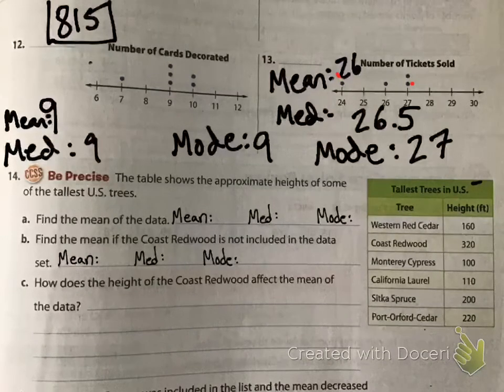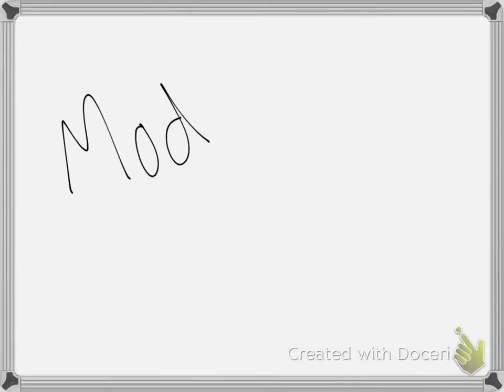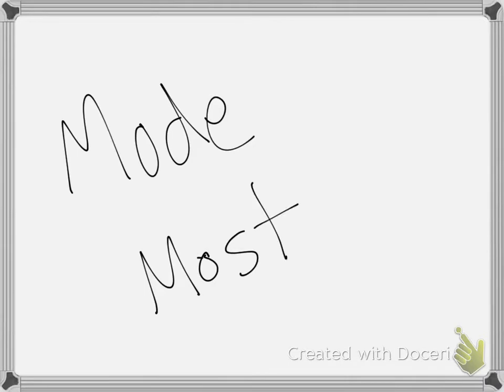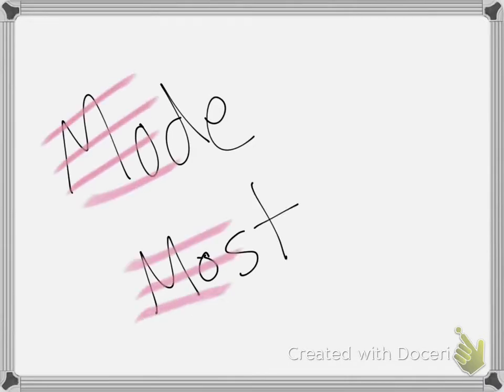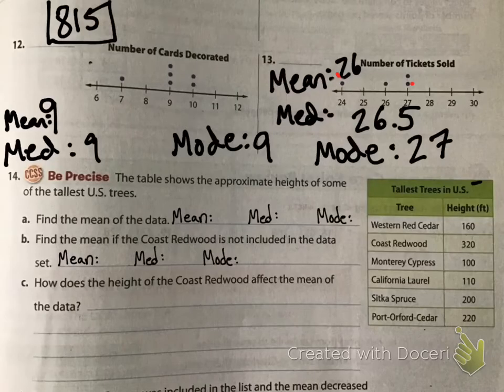Now, the mode, I always remember it because mode is the most common number that we see. Mode, most. They both start with that mo. So mode is the most common number that we see. Let's check which of these is the most common one.